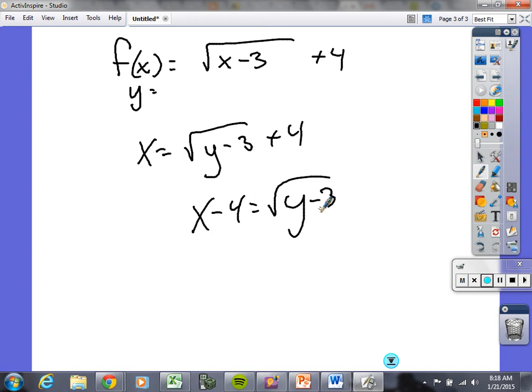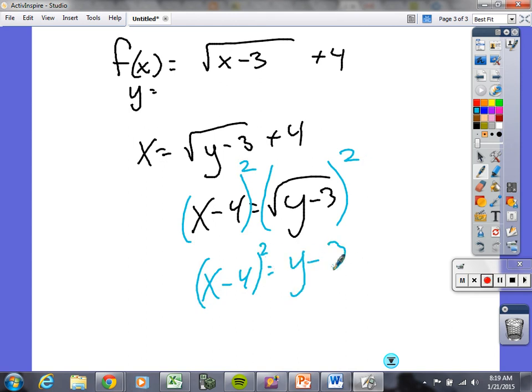What do we do now? How do we get rid of a square root? Go ahead, Rich. Use parentheses and what are we going to do to it? Square it, right? What if I had a 5th root? What are we going to raise it to? The 5th power. If it's a 100th root, you're going to raise it to the 100th power, right? Everybody there with me on that? Okay, so I'm going to square it. So therefore, I am at x minus 4 squared equals y minus 3.